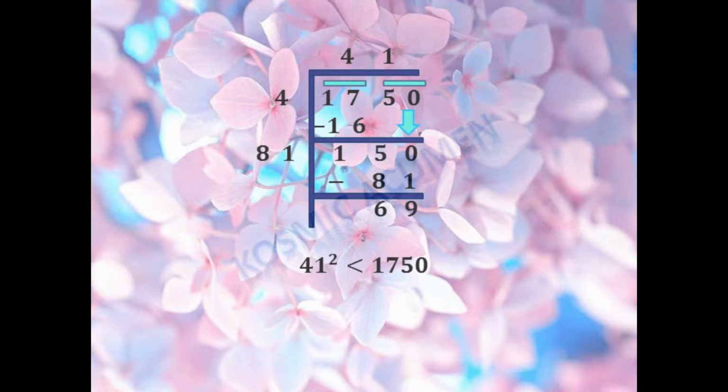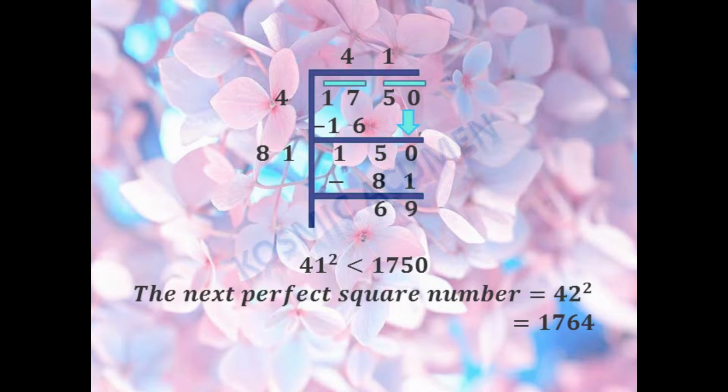And I know that this 41 square is less than the given number. So I have to find the next perfect square number that will be greater than 1750. So I find what is this 42 square. And I see that it is 1764.